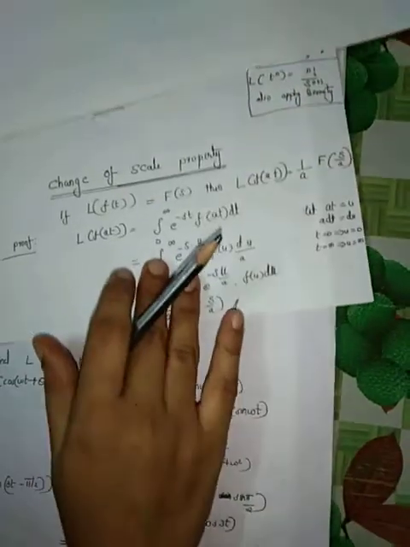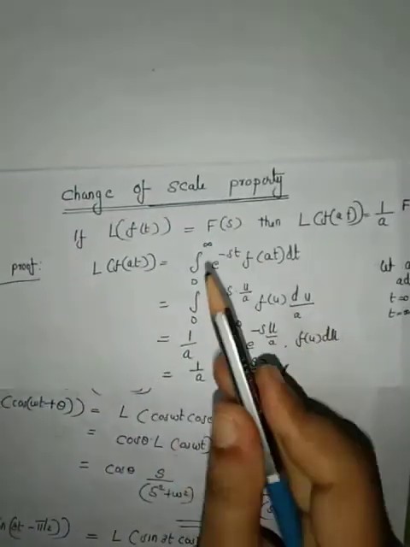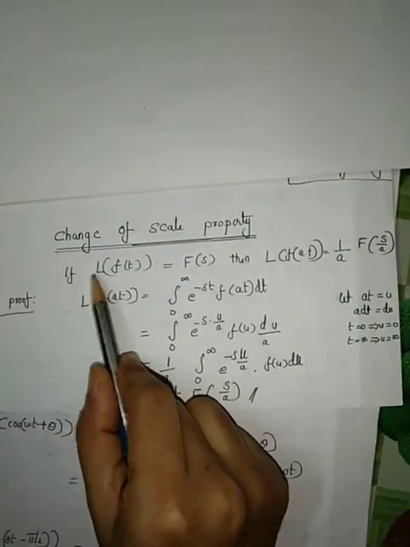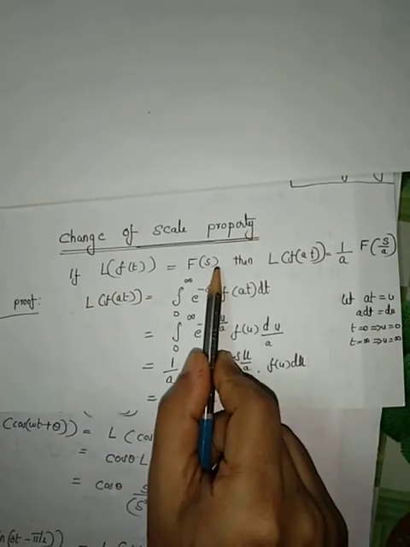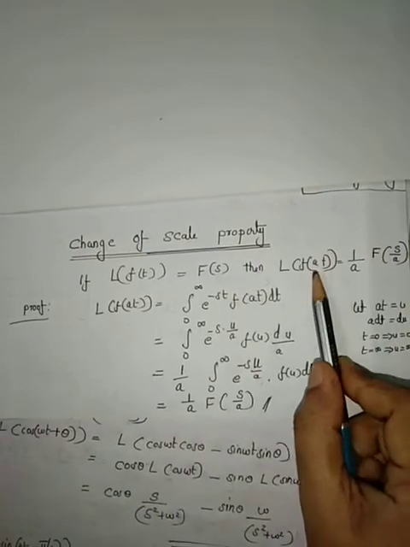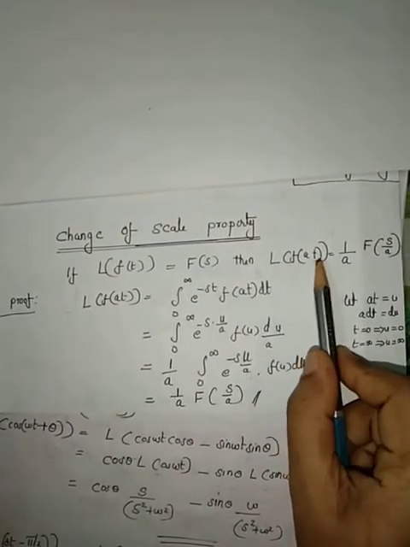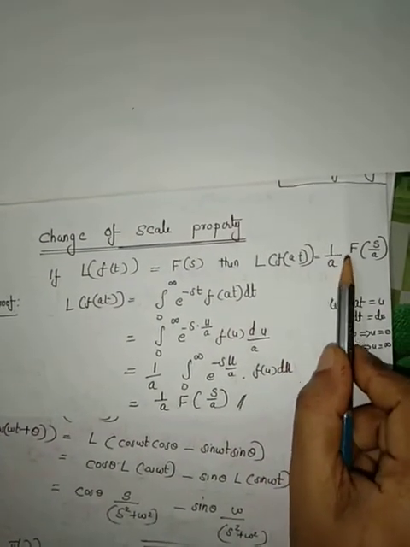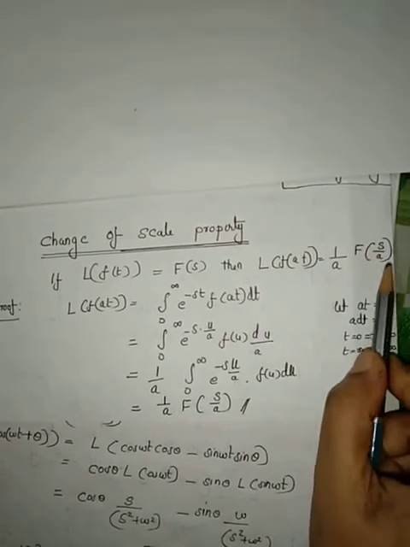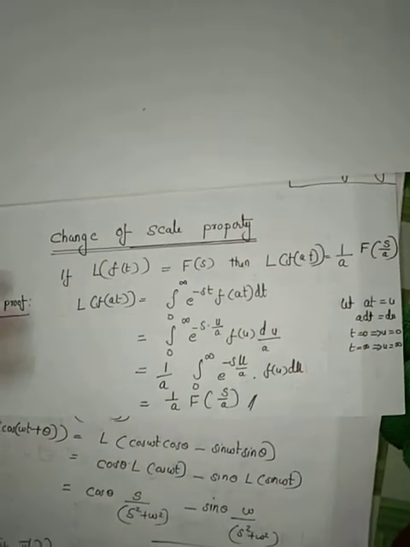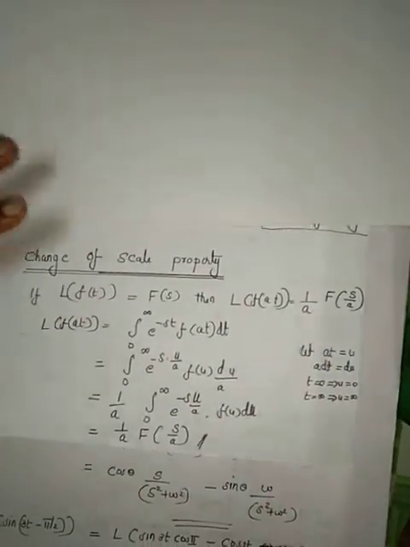Then next is the change of scale property. The change of scale property says that if L{f(t)} = F(s), then L{f(at)} = 1 by a into F(s by a). L{f(at)} is equal to 1 by a into F(s by a).